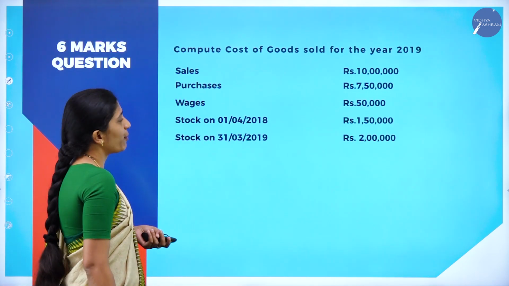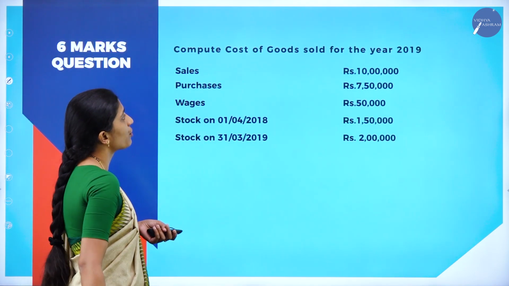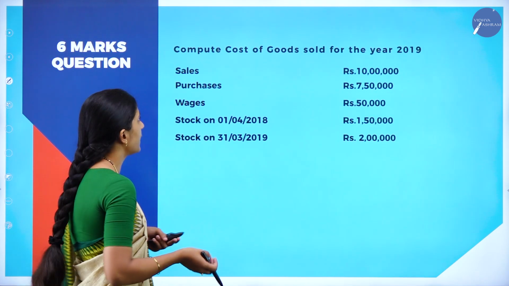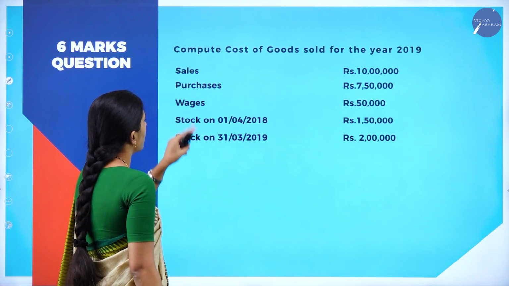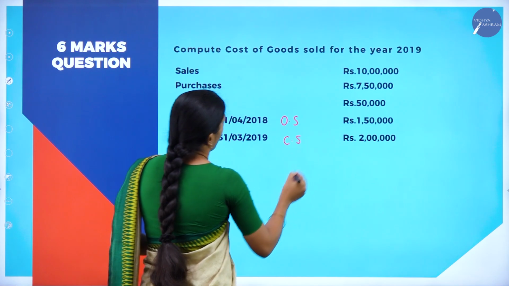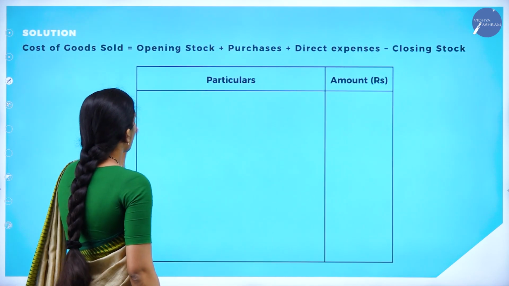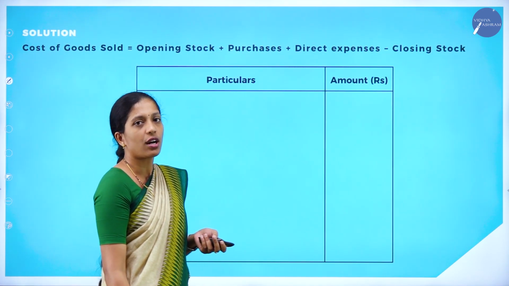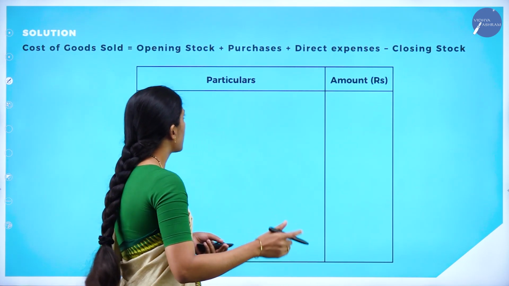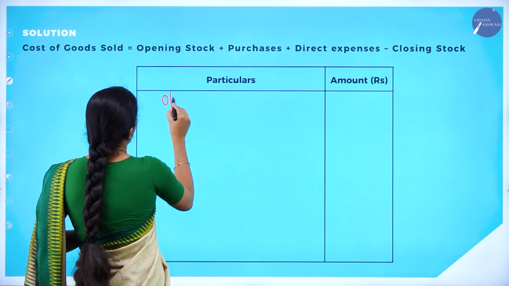Moving on to the next problem of similar type, compute cost of goods sold for the year 2019. Hope everybody knows how to calculate. So they have given sales, purchases, wages, and this is opening stock and this is closing stock. Okay, so let's solve. Cost of goods sold is equal to opening stock plus purchases plus direct expenses minus closing stock. So we shall start with opening stock.